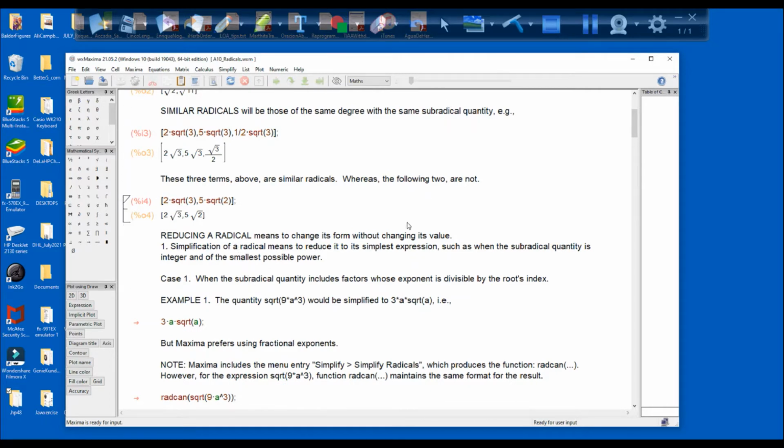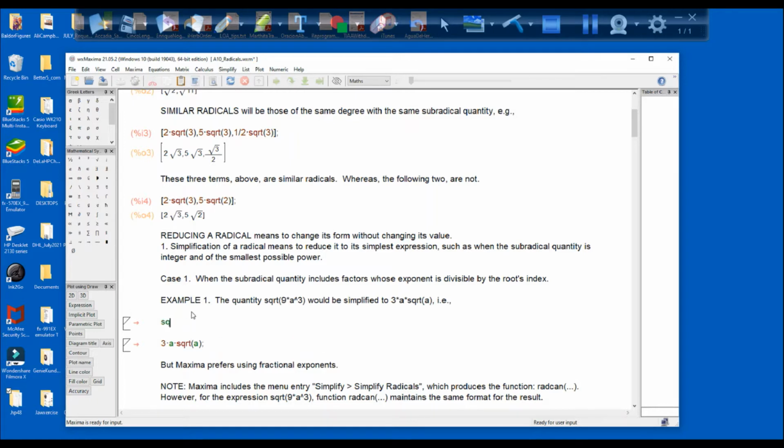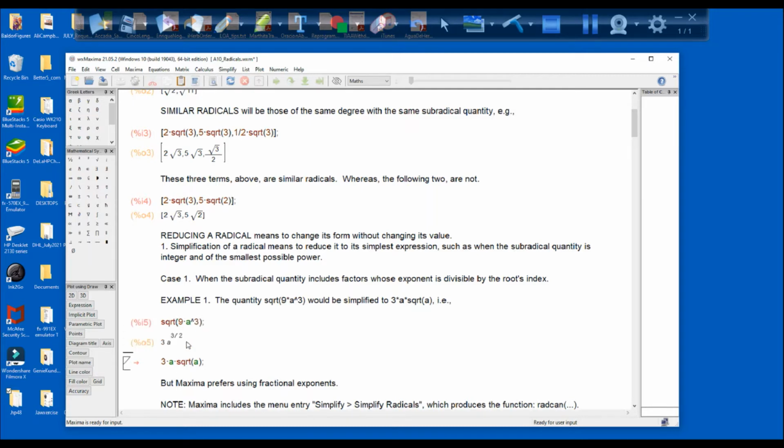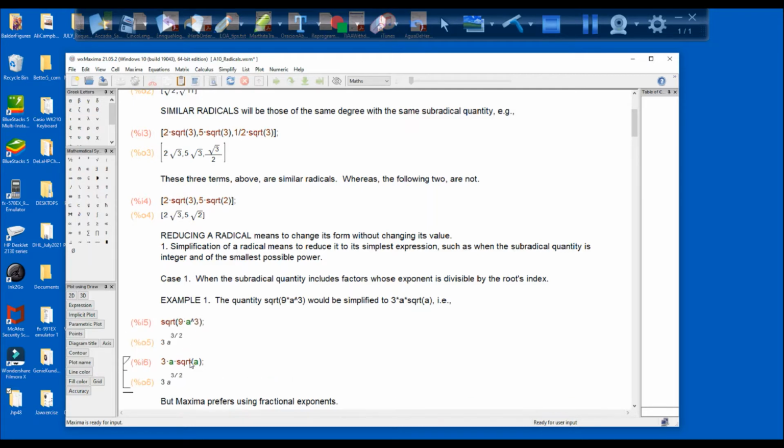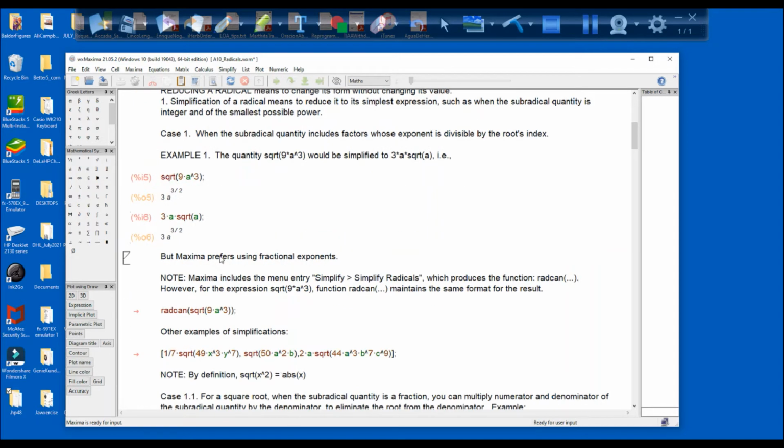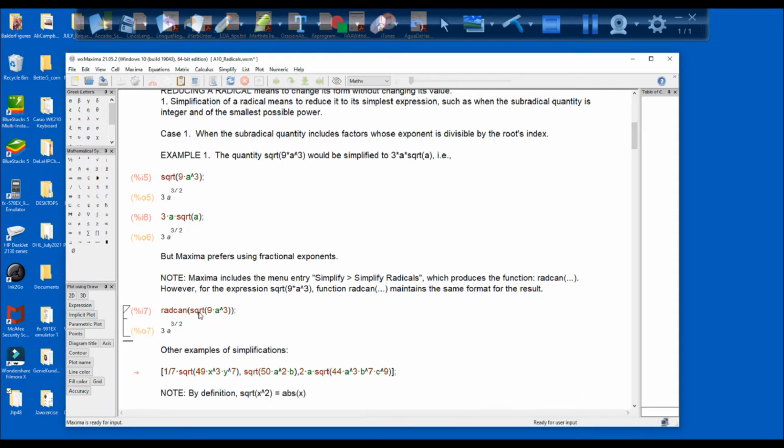Reducing a radical means simply simplifying the radical. And so if you have something like the square root of 9a cubed, it will be simplified to simply 3a square root of a. Let's check that. Let's do square root of 9 times a cubed. It should be equivalent to this, but in both cases you get Maxima to give you a fractional exponent. That's just the way Maxima works. Even if we use radcan, which is the simplification of radicals, you get the same result.